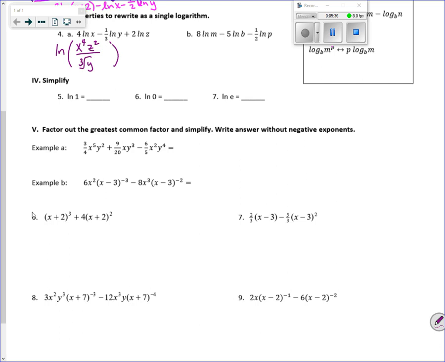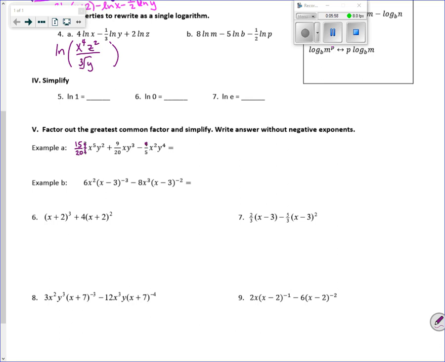So here's the deal. The only reason that letter A is difficult is that it has fractions as coefficients. So what I'm going to say for fractional coefficients is I would suggest writing them with a common denominator. In other words, if I look at 4, 20, and 5, I'm going to write this as 15 over 20.